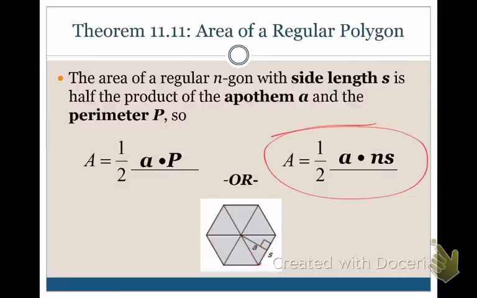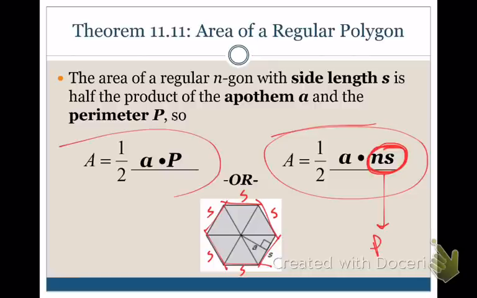Now, since this is a regular polygon, all the sides are the same. So if we added this side plus this side plus this side plus this side plus this side plus this side, or the side length times 6 because it's a hexagon, so the side length times the number of sides, then you're basically finding the perimeter. That's why sometimes you see the area formula written like this, where you just need 1/2 times the apothem times the perimeter. Okay? So that's the formula, 1/2 ASN, where S and N come together to create the perimeter.